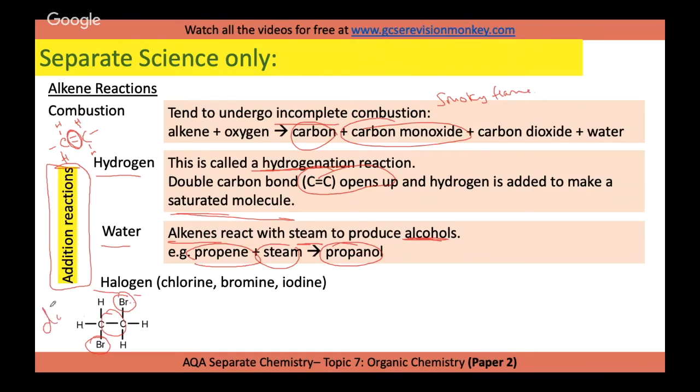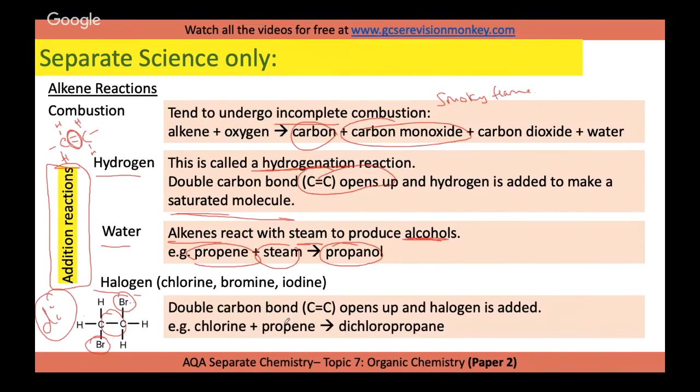Anything that's related to 2 in chemistry is called di. So this molecule would be called dibromoethene. But in this example, double carbon-carbon bond opens up and a halogen is added. So unrelated to this, because this is bromine, but chlorine and propene, for example, would make dichloropropane. Okay, so you're making it saturated again, so you're making it the propane, and you're adding 2 chlorines to that.